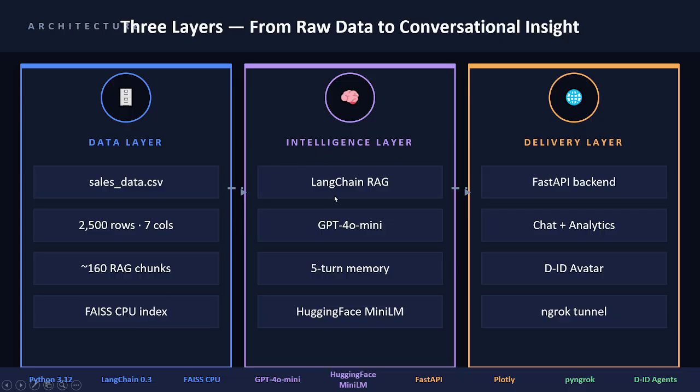Then our intelligence layer had LangChain for the RAG. We had OpenAI's GPT-4o Mini. It has a 5-turn memory, and we use the open source Hugging Face with MiniLM. For our delivery layer, we had FastAPI backend, chat and analytics, as you saw demonstrated, along with the D-ID avatar, and ngrok for the tunnel that was used to serve it up.